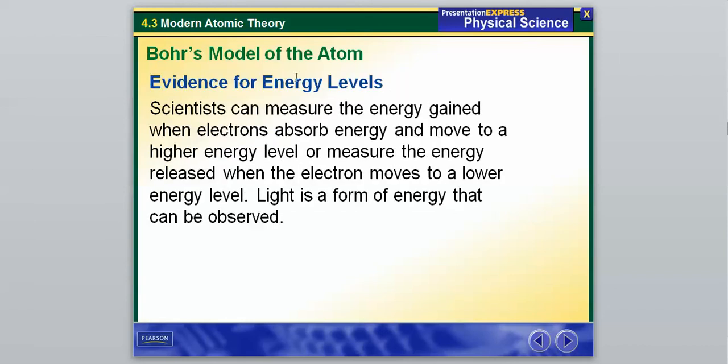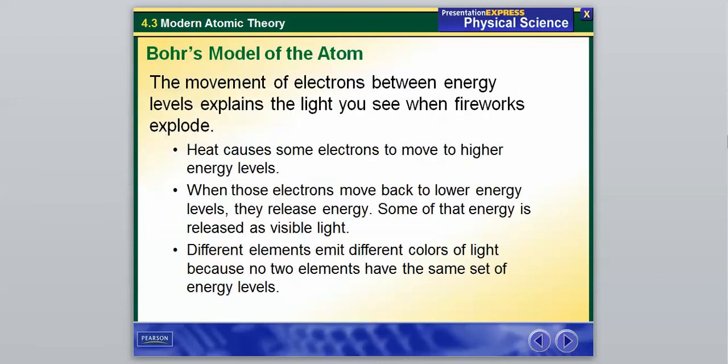So for evidence for energy levels, the reason why we know these actually exist, because like I said, it's not like we can actually see these electrons or actual rings that they're traveling along, is that scientists can measure the energy that's gained when electrons absorb energy and move to a higher energy level, or the energy released when an electron moves to a lower energy level. Light is a form of energy that can be observed, and that's one way they can tell.